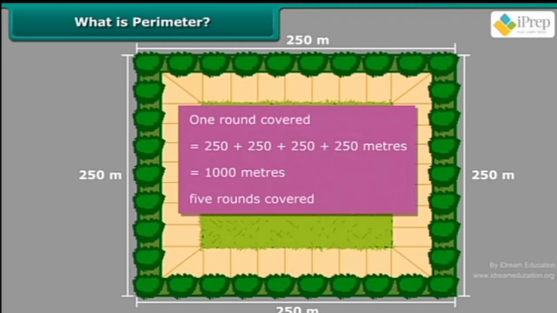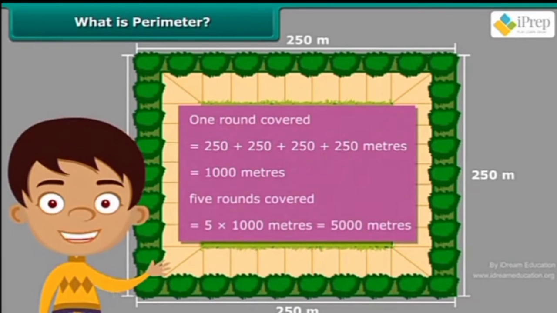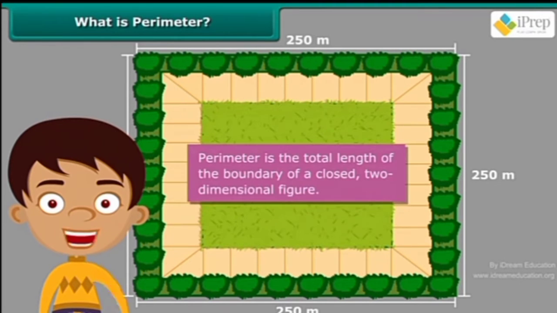Therefore, in 5 rounds, you covered 5 into 1000 meters, that is 5000 meters or 5 kilometers. Now you're ready to answer your mother's question. In this calculation, we used the concept of perimeter when we worked out the distance you covered in one round. Perimeter is the total length of the boundary of a closed two-dimensional figure.